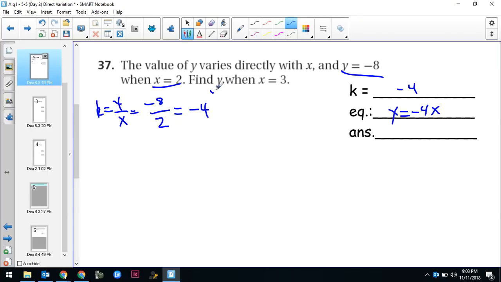And then it says, okay, if that's your equation, find y when x equals 3. So y is equal to negative 4 times 3, so negative 12. My answer is negative 12. Okay, so hopefully you got those right.